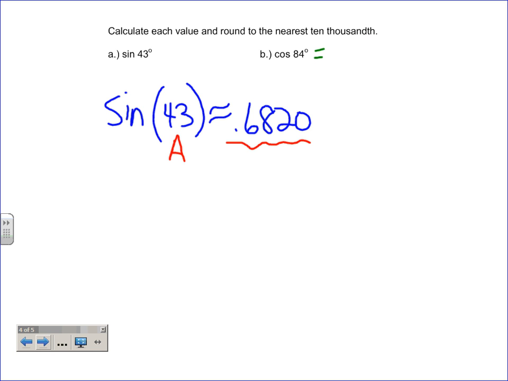So cosine of 84, point. It is 0.1045. Again, that could be some fraction over there. But right now, we're going to just do the basics and get it so that you can do the more complicated stuff.